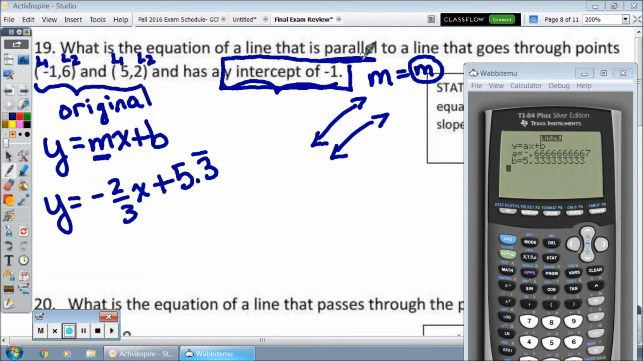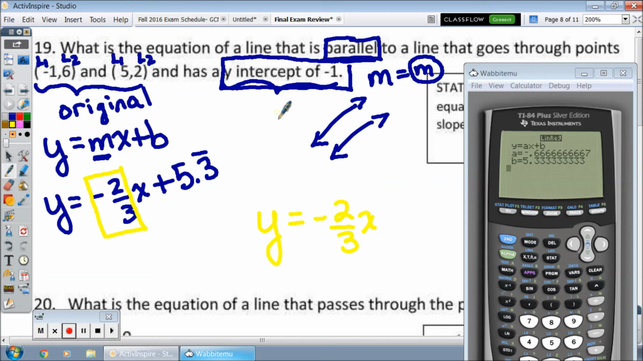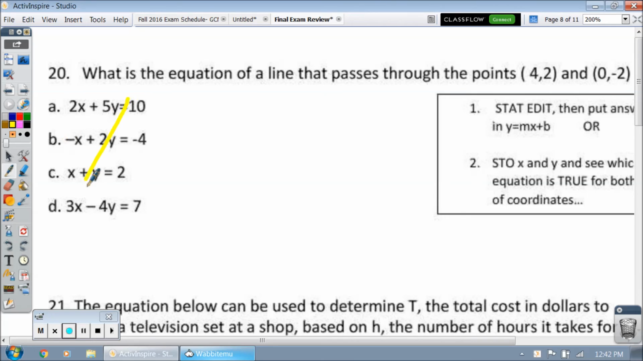If you go back to the problem, a parallel line has the same slope. So when we write our new equation, it will have the same slope, this guy right here, but this time it's going to cross the y-axis at -1. So we're going to change that y-intercept, and there you go. Number 20, there's actually not a correct answer, but we're going to go ahead and answer this anyway.